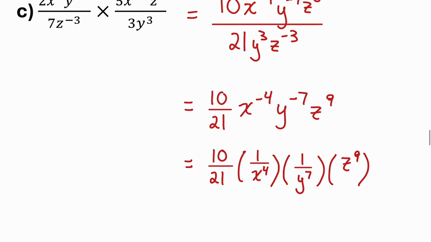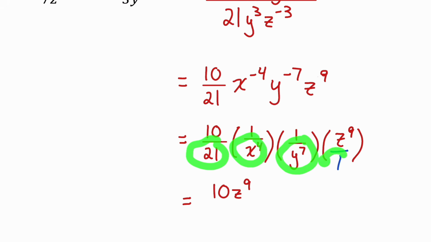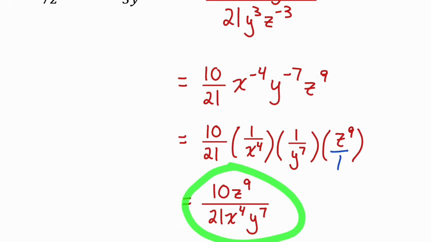And now to get my final answer, it may help to think of that z to the power of 9 as being a fraction over 1. And then the numerator, I have 10 times 1 times 1 times z to the 9. That's 10z to the 9. And in the denominator, I have 21 x to the 4 y to the 7 times 1. And that's the final answer.